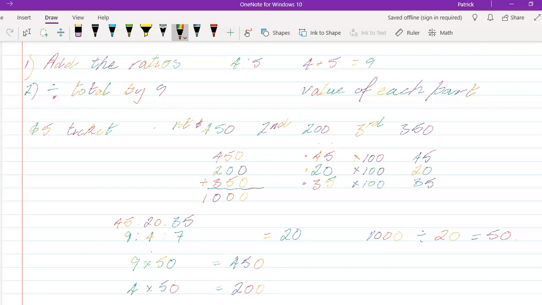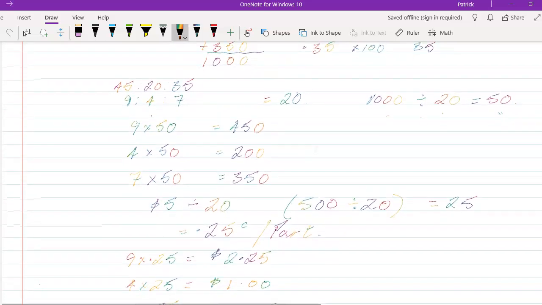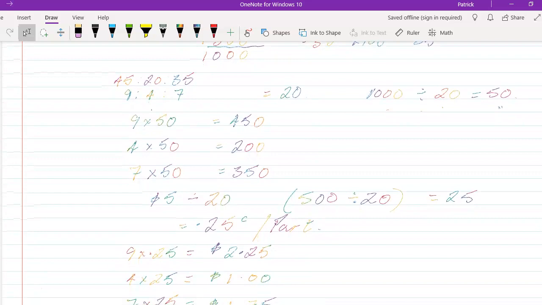So the total $1,000 divided by 20 means that each part is worth $50. So then moving on, each part is worth $50. First person had 9 parts, 9 times 50. Second person had 4 parts, 4 times 50, because my ratio is 9 is to 4 is to 7, and then 7 times 50. So that's how much, and 450 plus 200 plus 350 equals 1,000.